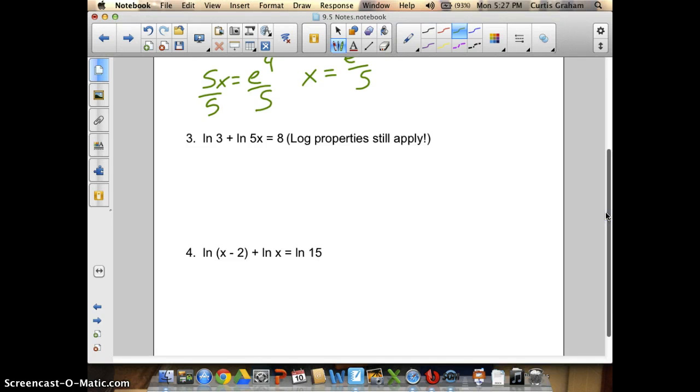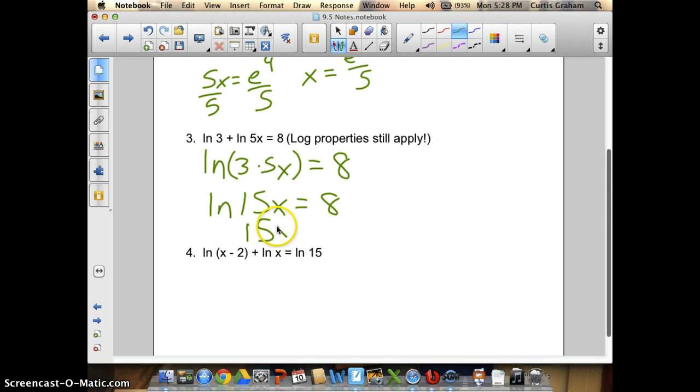Okay. It's addition and it's logarithm, so I'm going to multiply 3 times 5x. So natural log of 15x equals 8. Rewrite it in exponential form. 15x equals e to the 8th. x is equal to e to the 8th over 15. Don't forget to type in your calculator and get your answer.